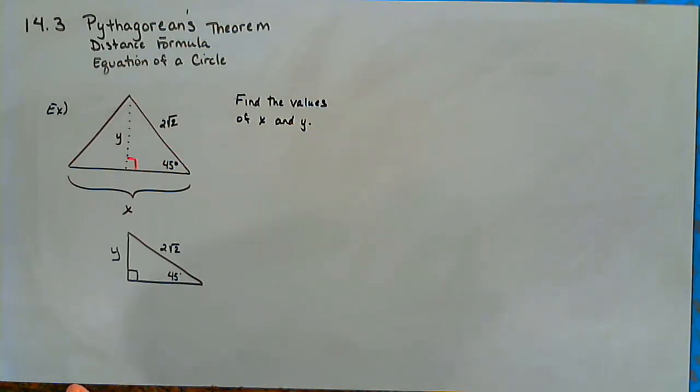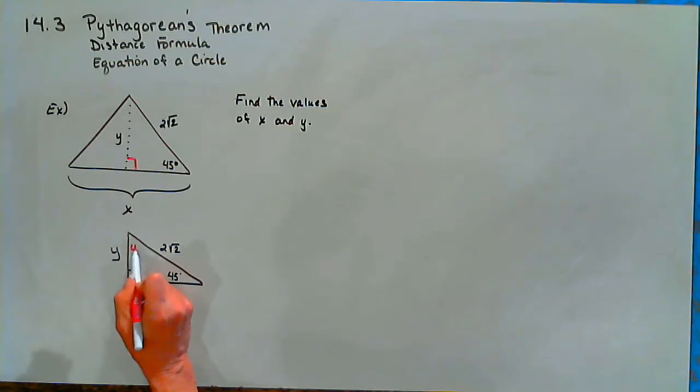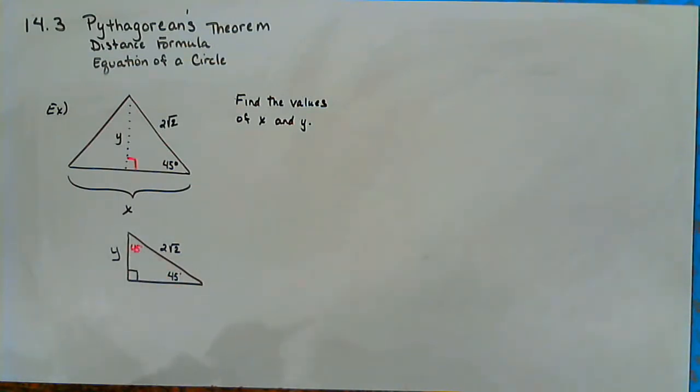So let's figure it all out. Well, if this is 45, I know the other one's got to be 45. And so now I've created a 45, 45, 90 degree triangle. And in a 45, 45, 90, we know that we have a ratio of x to x to x root 2.